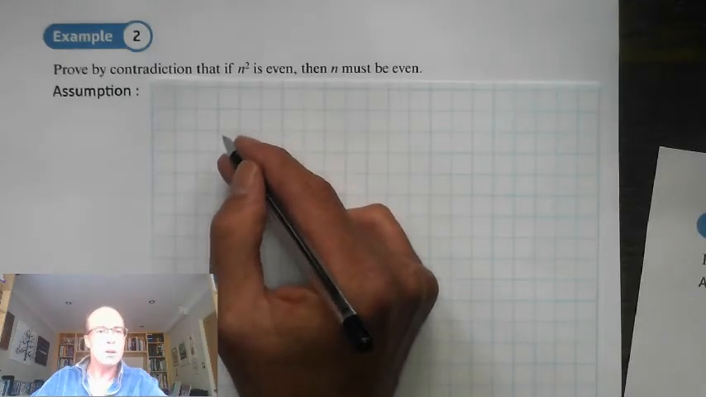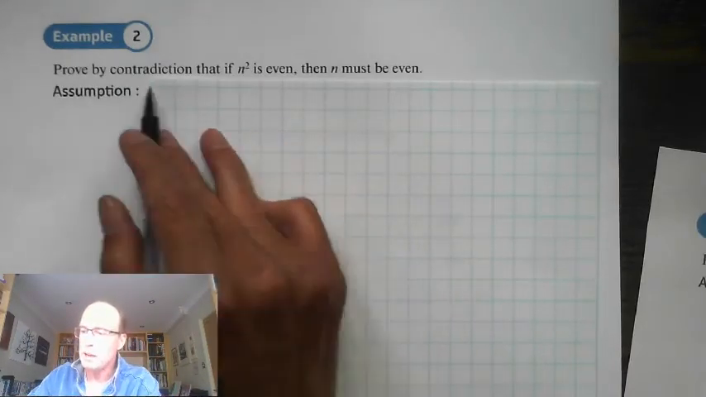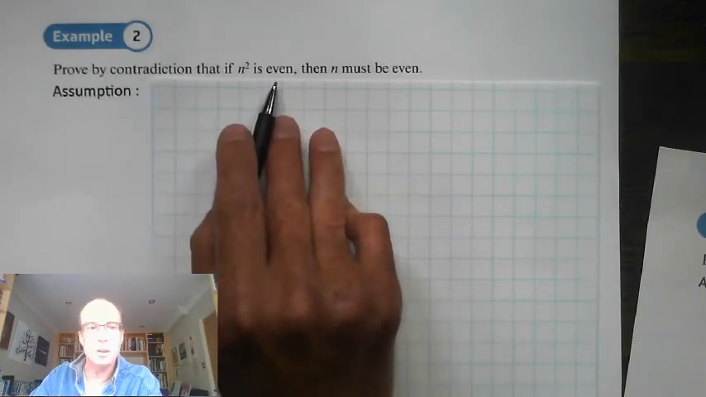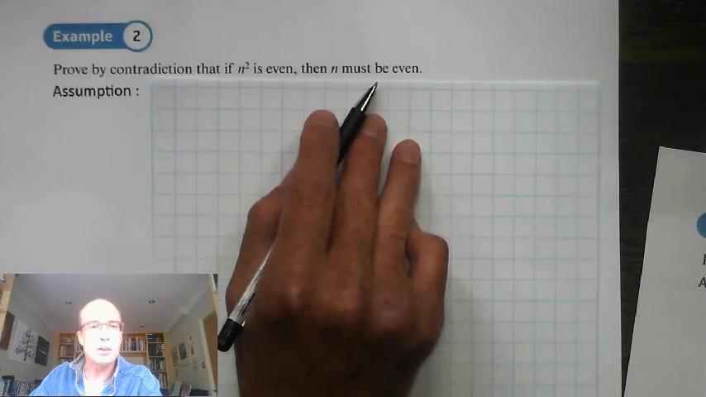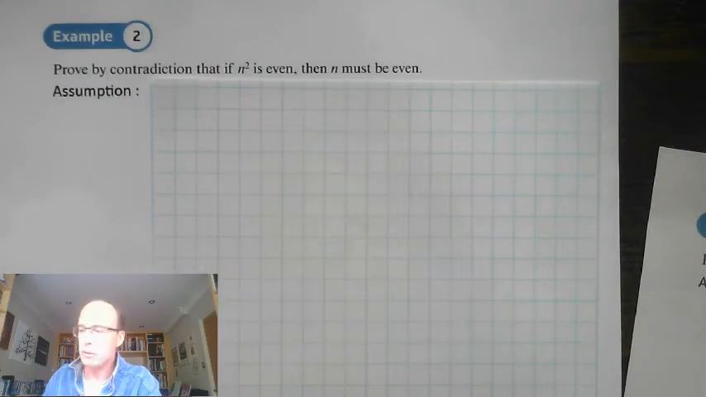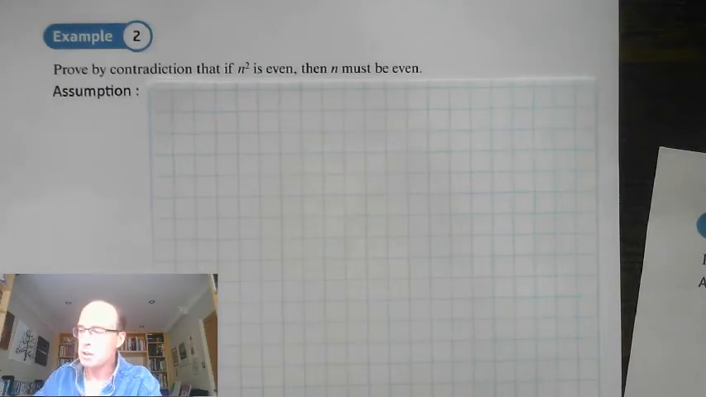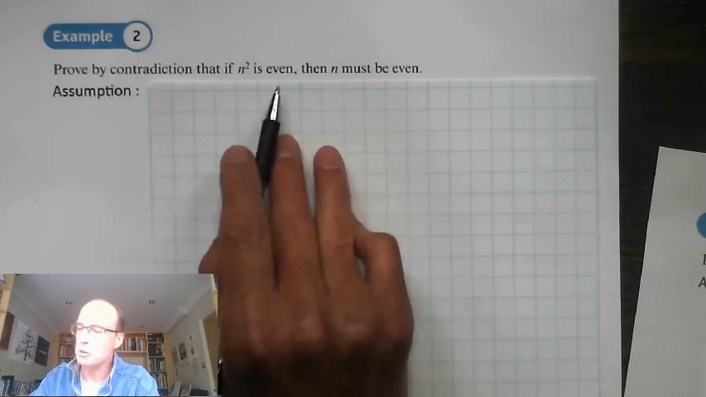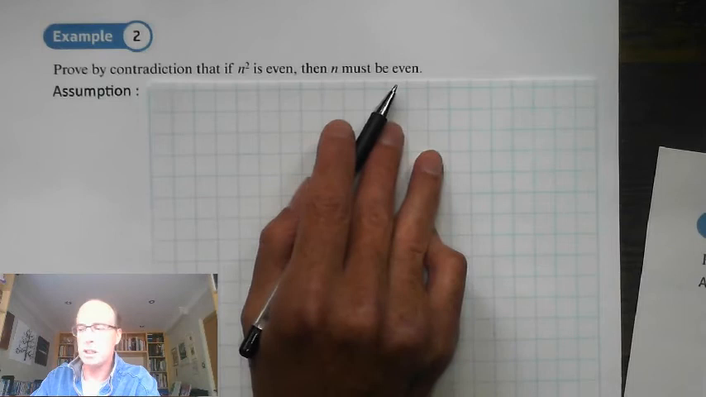Okay, let's have a look at another example. In this case, we're proving by contradiction that if n squared is even, then n must be even as well. So we're looking for an assumption that is going to help us contradict this statement. So if n squared is even, then n must be even as well.